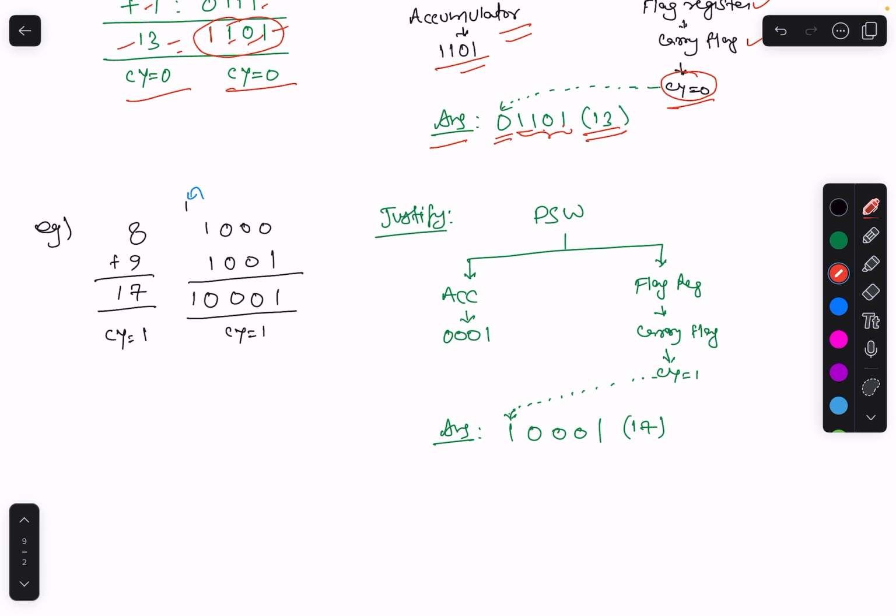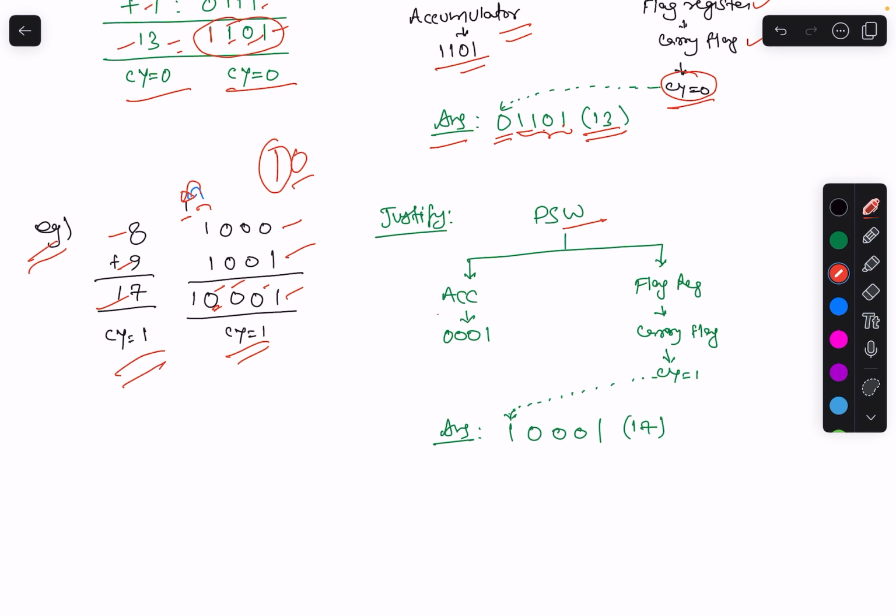Let's talk about an example with the overflow. Let's add 8 plus 9, so the output will be 17. This is the representation of 8, this is the 9, so 1 0 0 0 and 1 0 0 1. 0 plus 1 is 1, then 0 plus 0 is 0. So 1 plus 1 is 10. We are taking this 0 here, and 1 is the carry. So we have this extra bit out of MSB, means carry is equal to 1, right?